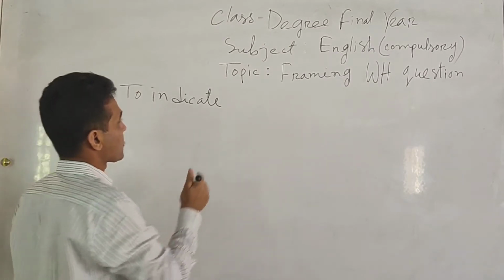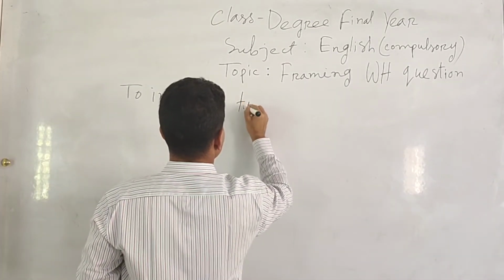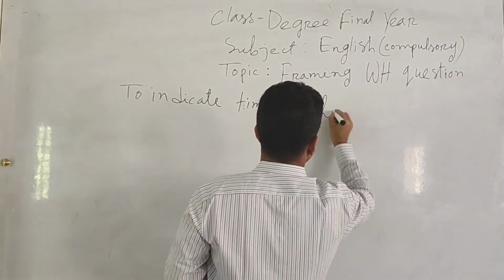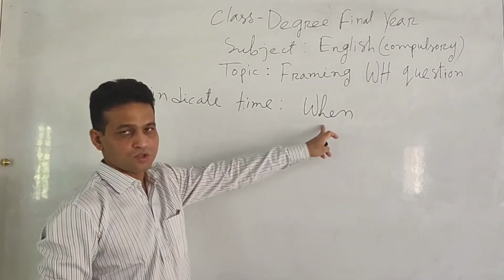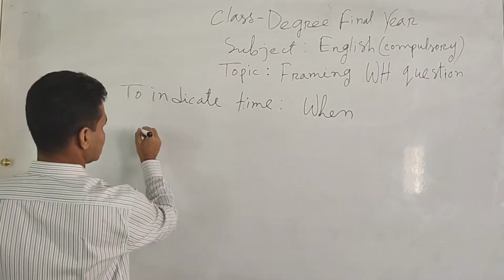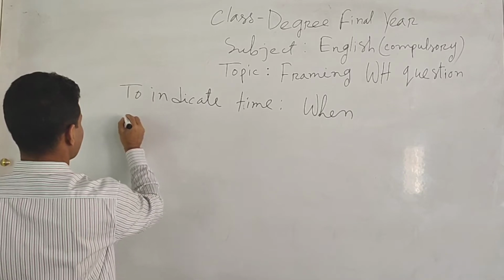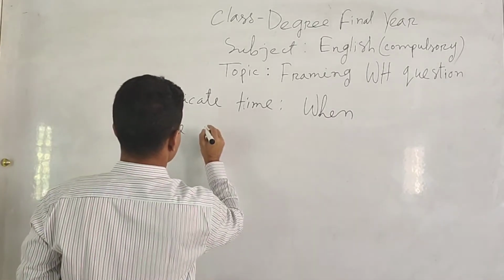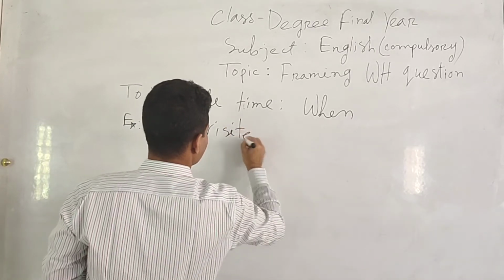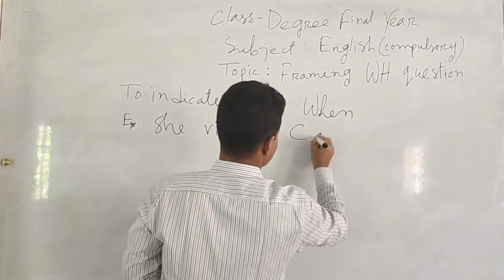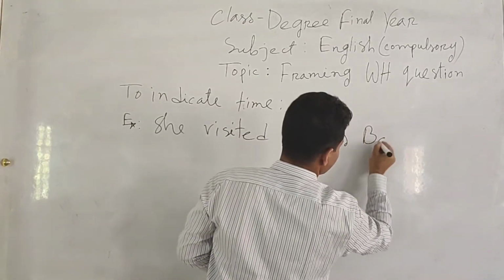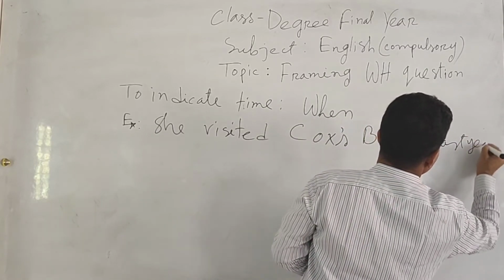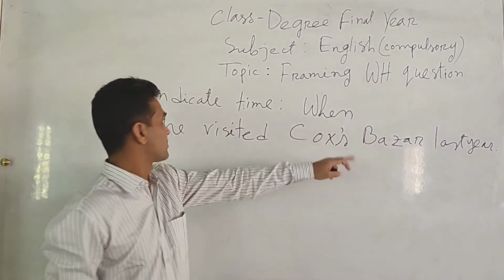To indicate time, we always use when. Example: she visited Cox's Bazar last year. Okay, she visited Cox's Bazar last year.